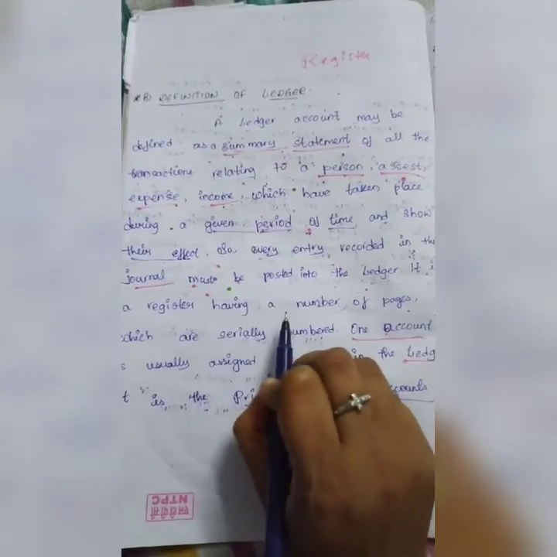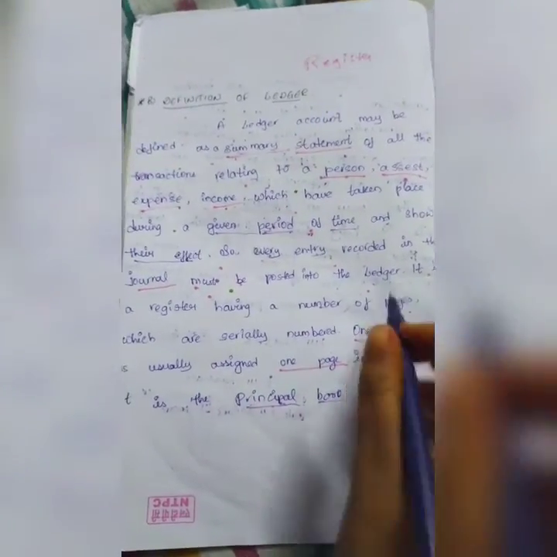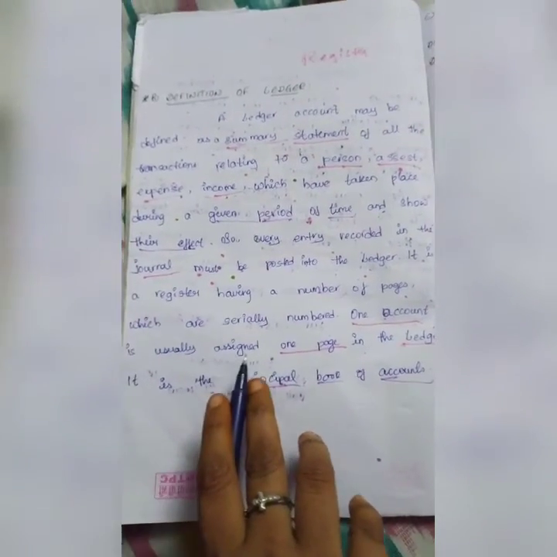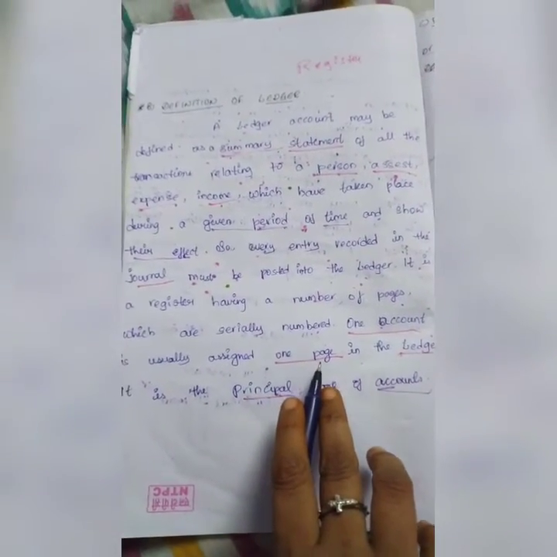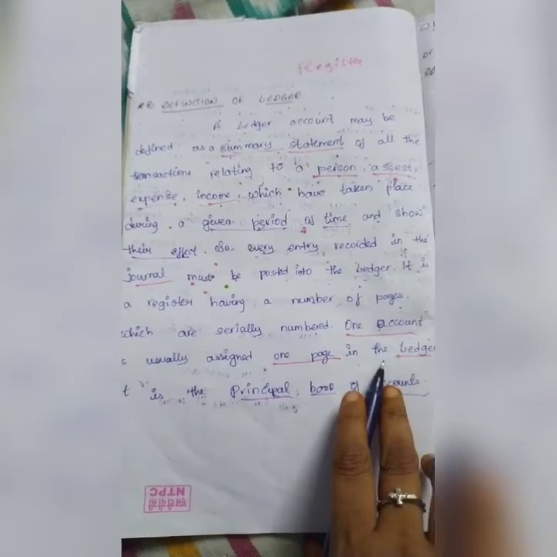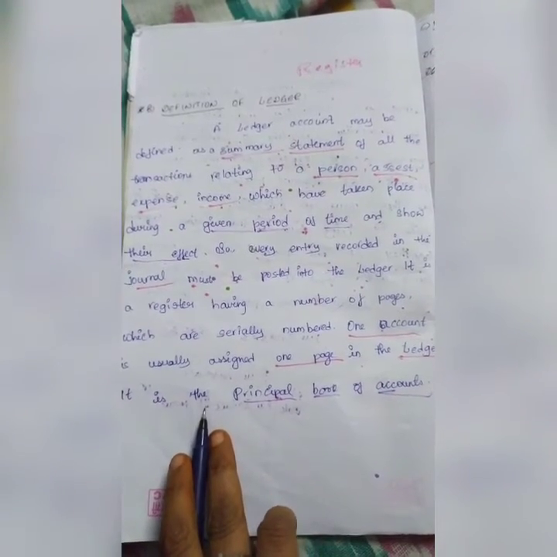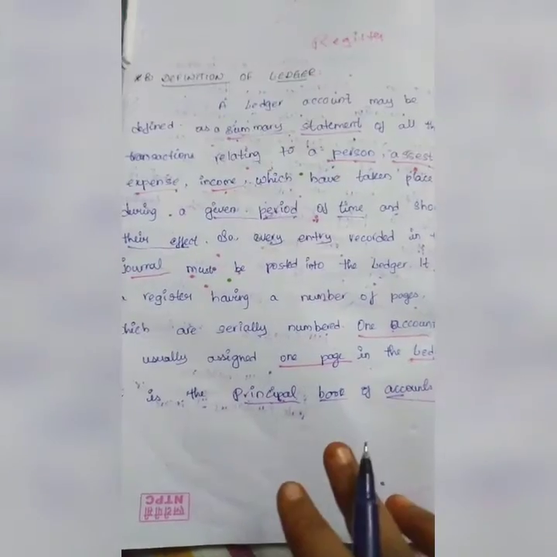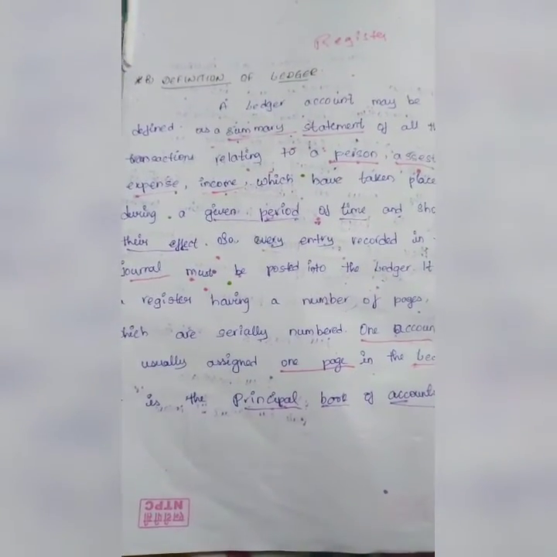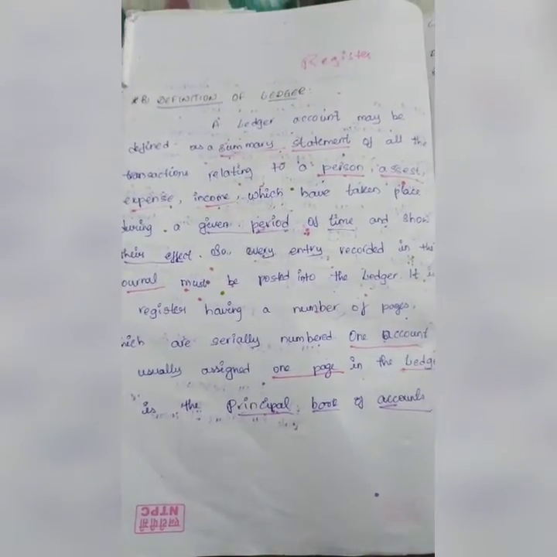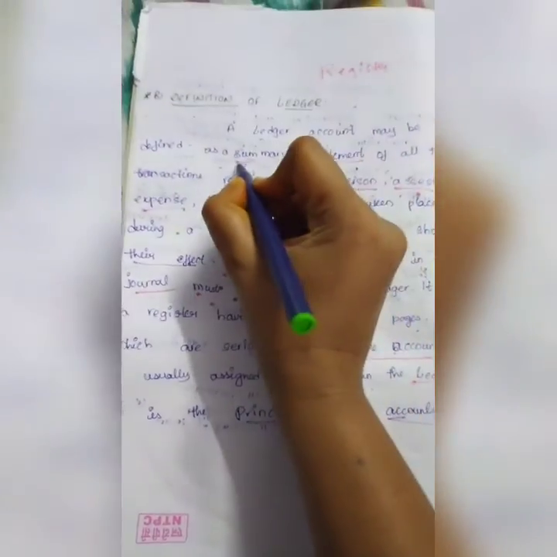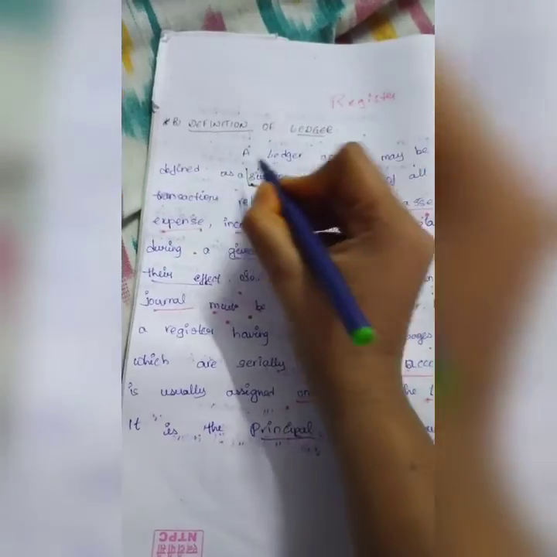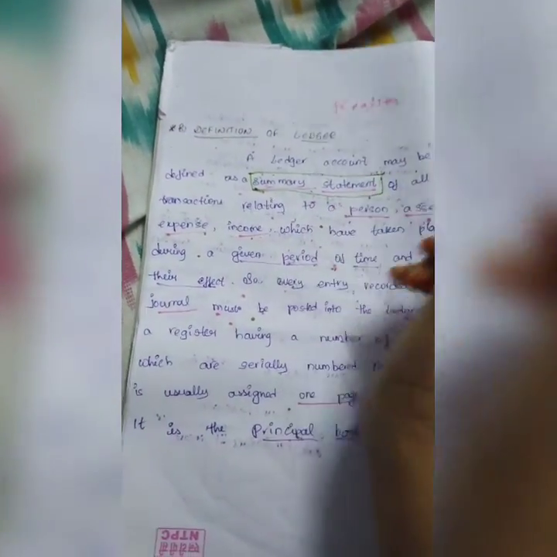It is a register having a number of pages which are serially numbered. One account is usually assigned one page in the ledger. The ledger is also called the principal book of accounts. Ledger is called a summary statement. Why is it called a summary statement? Because in this we record all the similar transactions together.